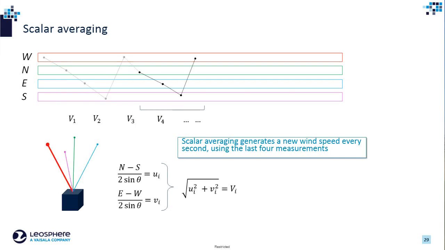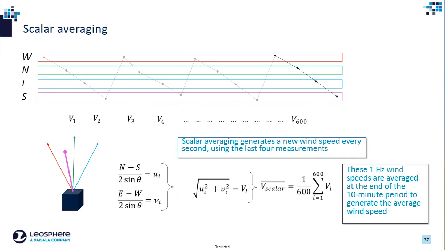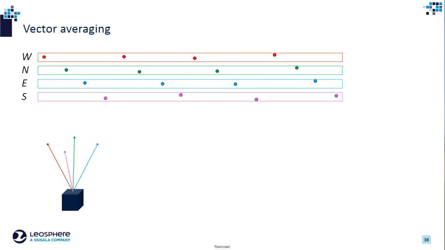So we continue taking measurements until we reach the end of the 10-minute measurement period when we have 600 measurements, 600 seconds in 10 minutes. These 1 Hertz wind speeds are averaged at the end of the 10-minute period to generate the average wind speed, scalar averaging. Now let's look at vector averaging.